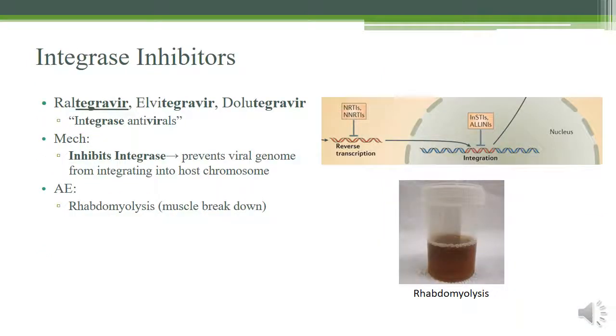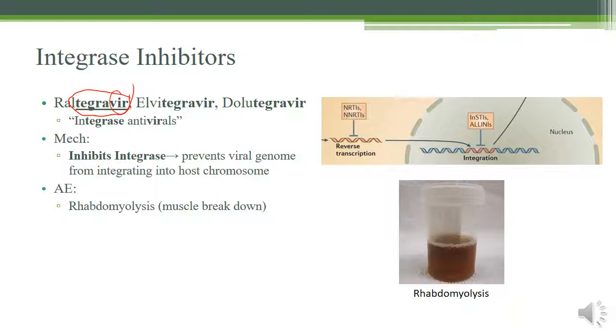So let's talk about the integrase inhibitors. We've already talked about how reverse transcriptase can turn HIV's RNA into DNA. Now we need to find a way to inhibit the DNA from integrating into our own DNA. And that's where the integrase inhibitors come in. They're pretty easy to recognize because they all have a tegravir at the end of it. And tegravir kind of sounds like integrase, and then antivirals because it's a vir at the end. And its mechanism is exactly what I said before. It prevents the integration of the viral genome into the host chromosome.